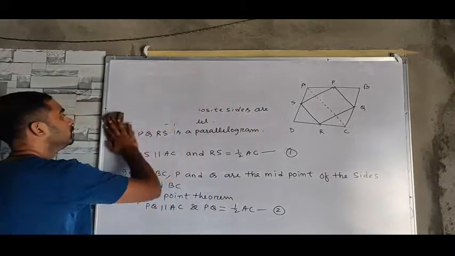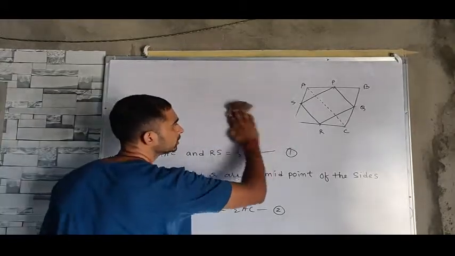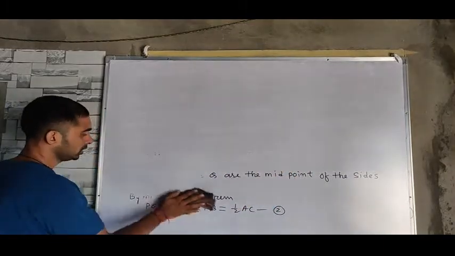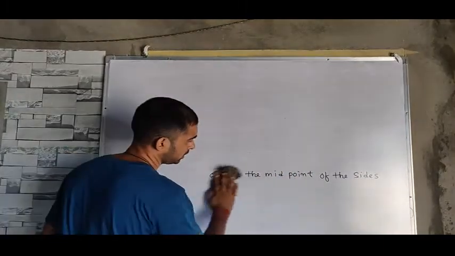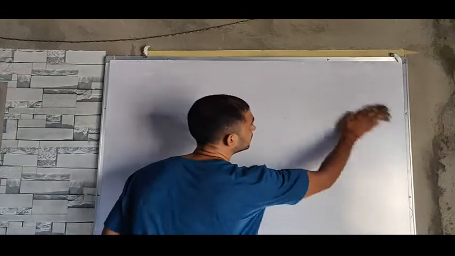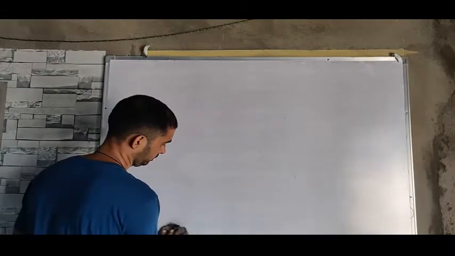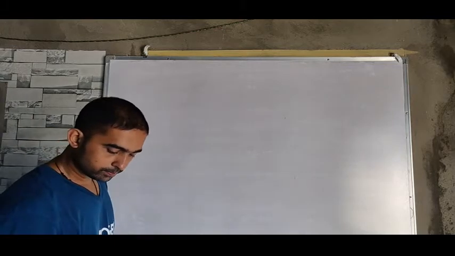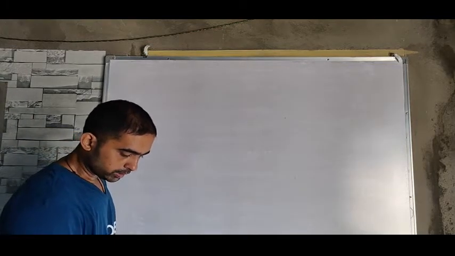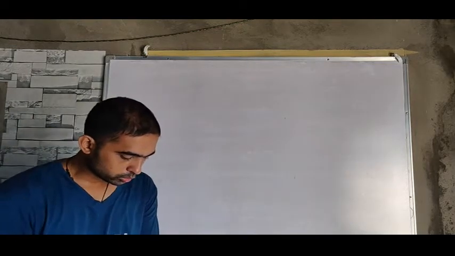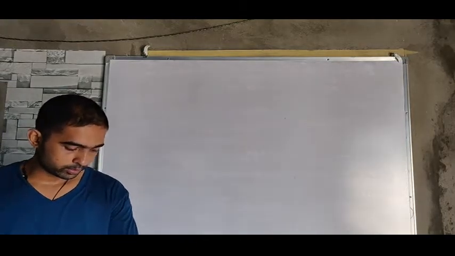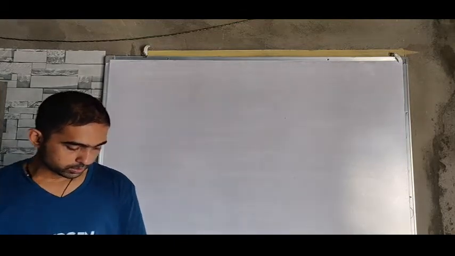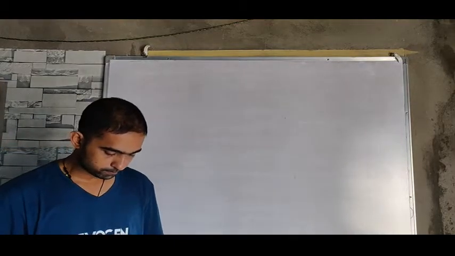Question number 2 is homework. Do it by yourself. Now we will do question number 3. What is question number 3? Question number 3 is, show that the quadrilateral formed by joining the midpoints of consecutive sides of a rectangle is a rhombus.